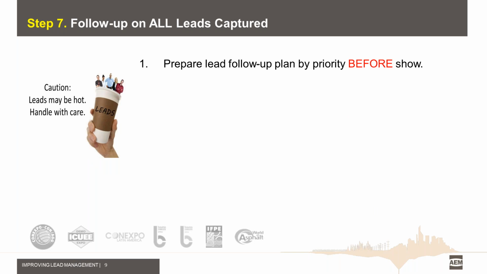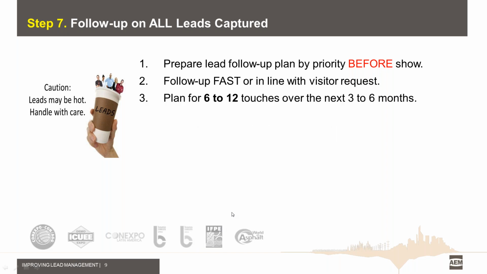First best practice is develop your lead follow-up plan by priority before the show. For example, your A leads are going to have a certain follow-up track, your B leads will have a follow-up track, and your C leads will have a follow-up track. Next, follow up fast or in line with the visitor's request. That's why we always ask, what do you think our next step is, and when would you like that to happen?